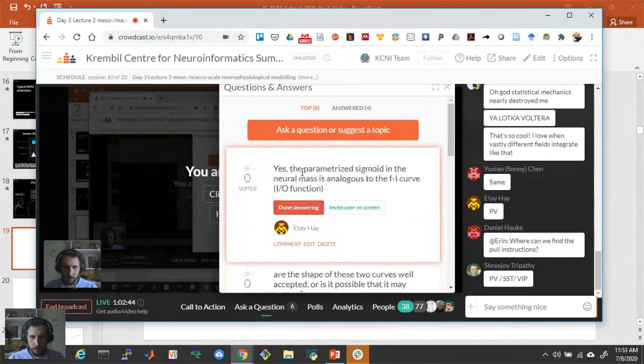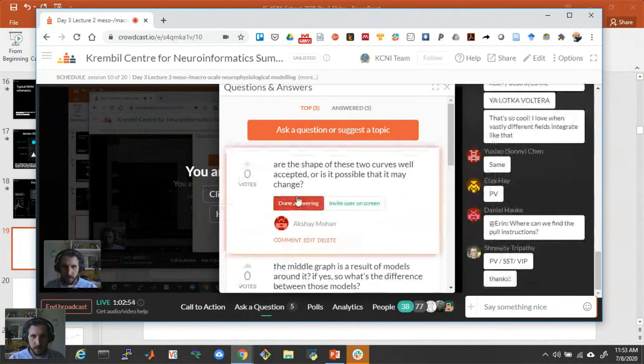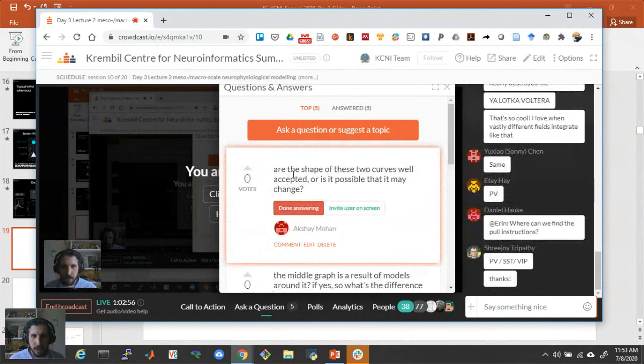Okay, moving through these a bit more quickly now. Yes, the parameterized sigmoid in the neural mass is analogous to the FI. Thank you, Itai. Yep, that's good. Next one, Akshay. Are the shape of these two curves well accepted, or is it possible that it may change?